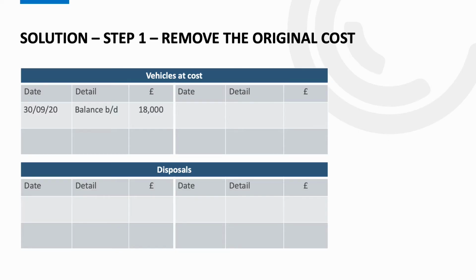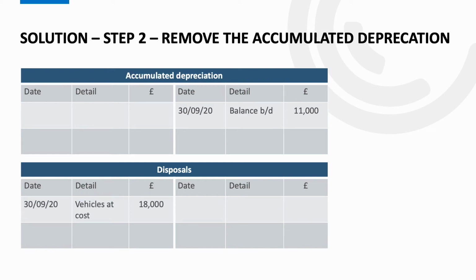Step 1, removing the original cost. The original cost of the vehicle in this case study was £18,000. We therefore credit the vehicles at cost with £18,000 and debit the disposals by £18,000. Step 2, remove the accumulated depreciation. In this case study, the accumulated depreciation is £11,000. To remove this, we would debit the accumulated depreciation account for £11,000 and credit the disposals for £11,000.